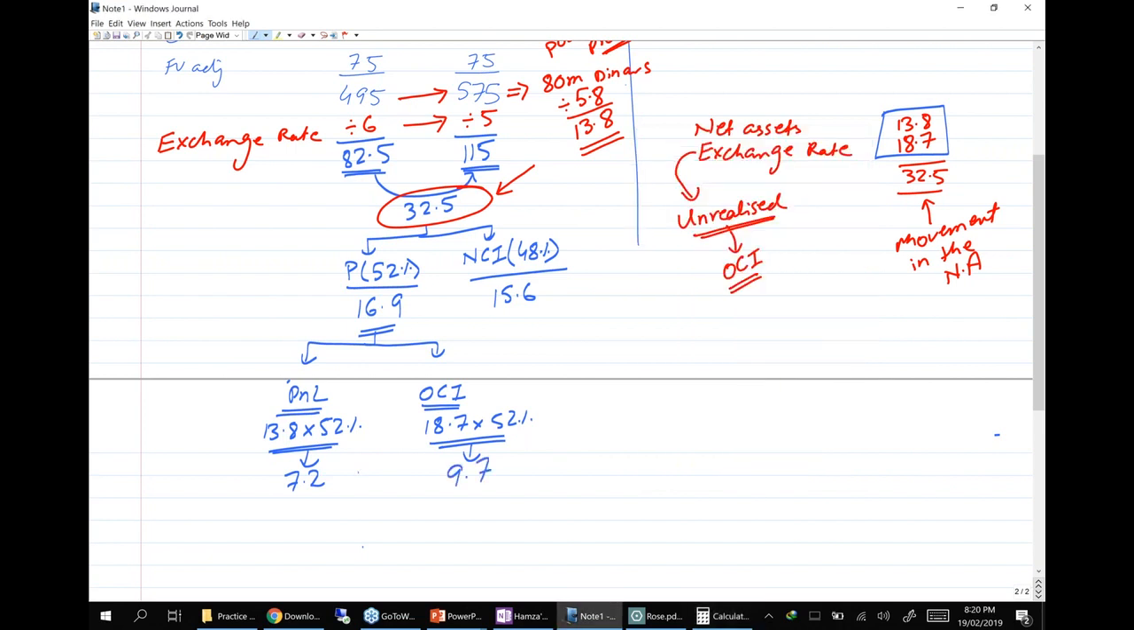And if we calculate the sum of these two, this should be back to 16.9. So this is how we are going to break the values between what should be taken to the P&L and what should be taken to the OCI.